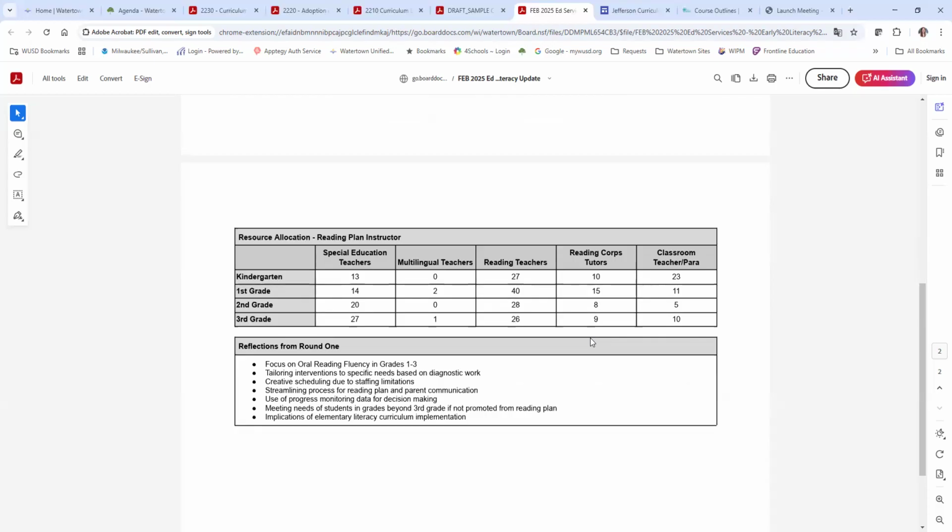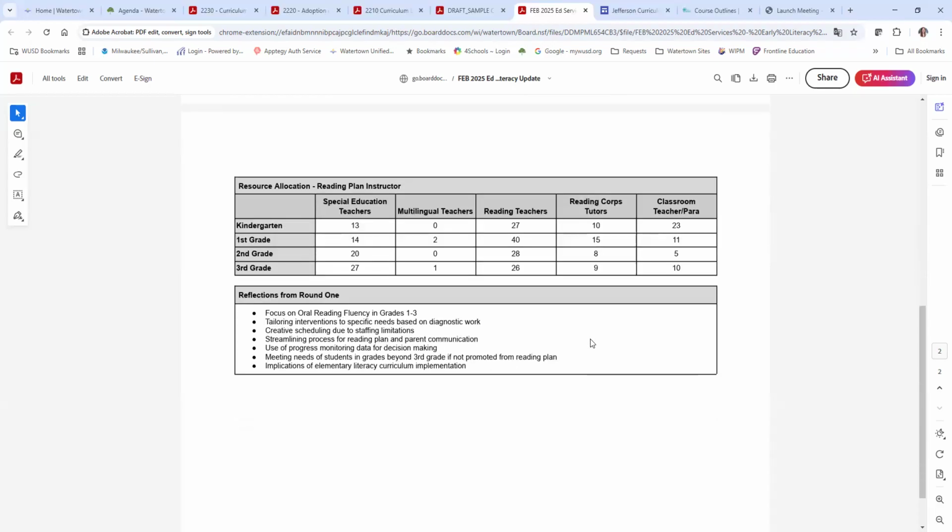Okay, no questions. But I do have one. I see on the second page, for resource allocation, one of the categories is multilingual teachers. Do you have any information on how many of the students who require a reading plan require one because English is not their primary language? Do you have any kind of cross references for that? Because that seems like an important piece of information to me.